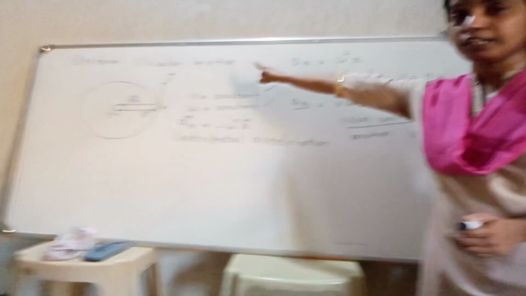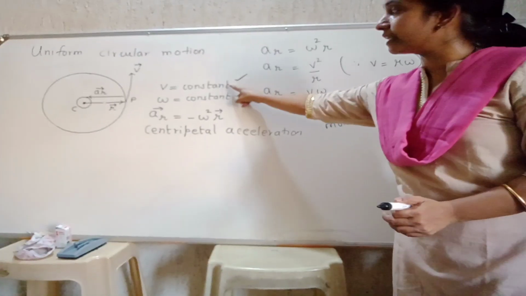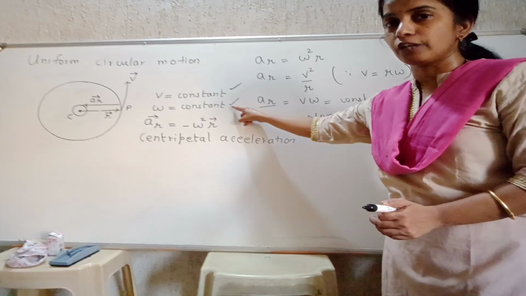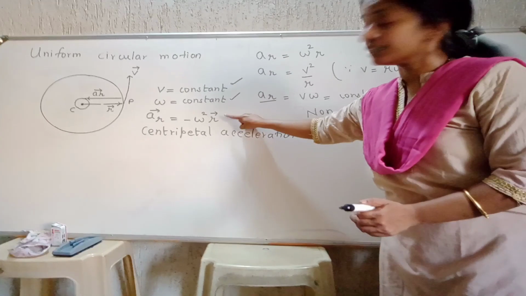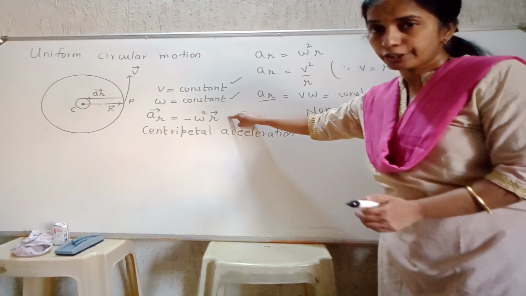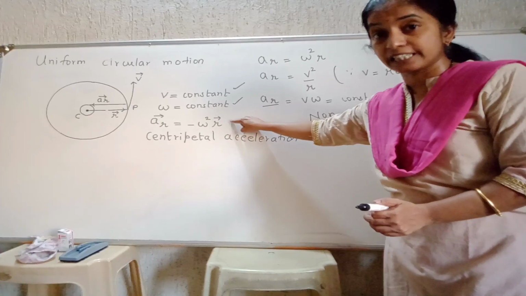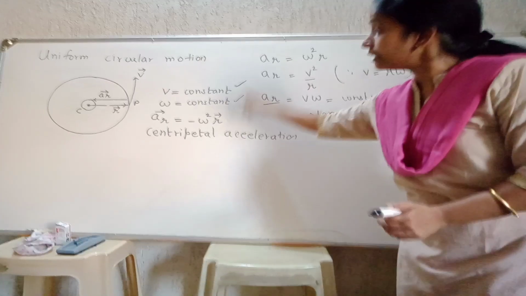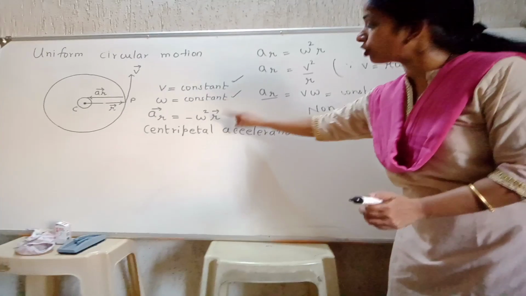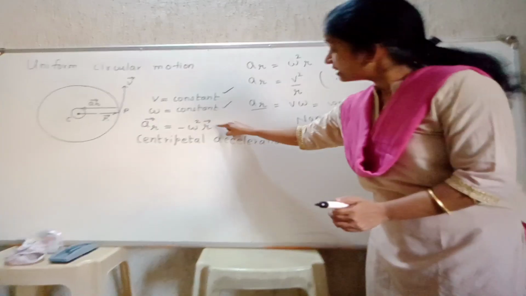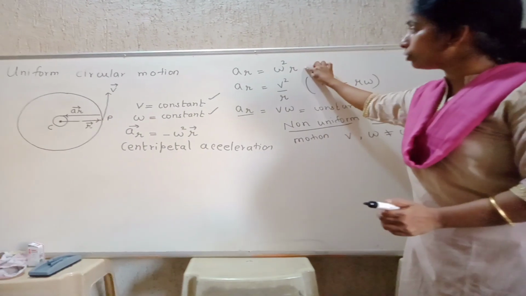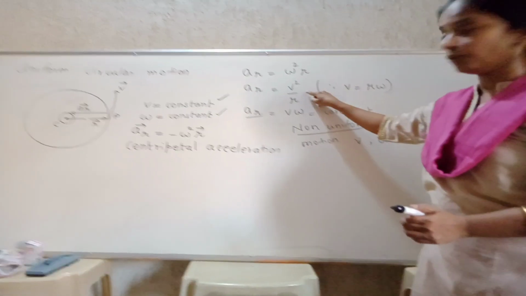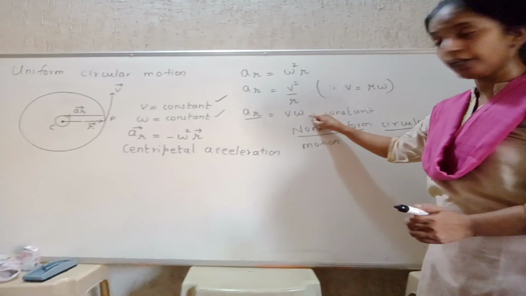Uniform circular motion is the motion of a particle where the speed is constant, or the angular velocity is constant. Since both are constant, the radial acceleration is constant. This you learn in 11th standard, so don't worry, this is not a new thing. The derivation is there in the 11th. Since V is constant and omega is constant, AR is constant, and the magnitude of AR is omega square R, V square by R, or V omega.